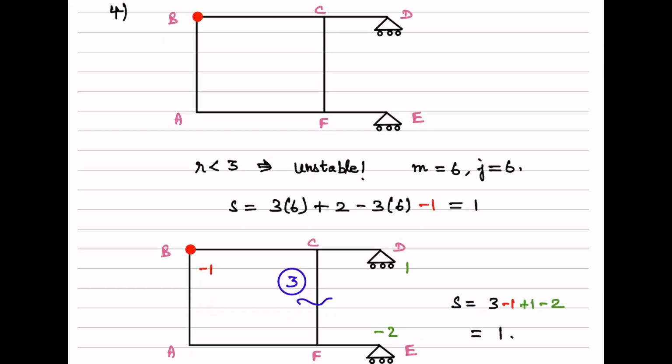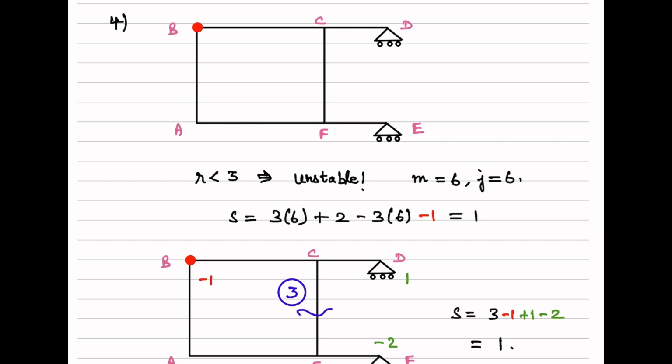Okay, finally, we'll have a look at this particular problem. Here we can see that we have just two rollers at these locations D and E. So directly R equal to 2. So SC is equal to what? SC is equal to R minus 3, which will be negative. That means what I can say is this particular frame is unstable.